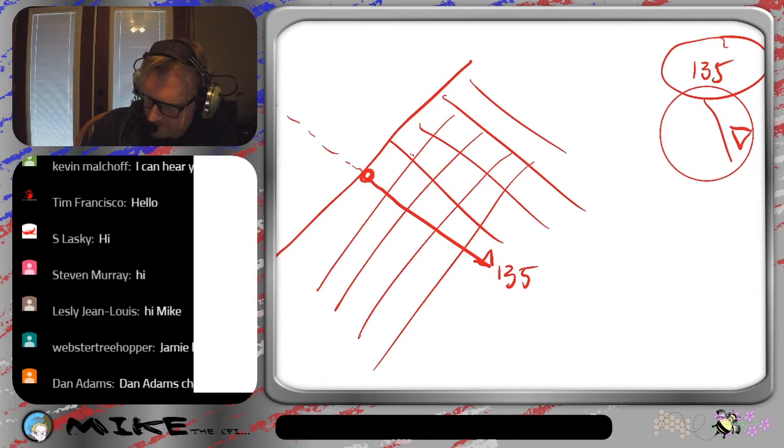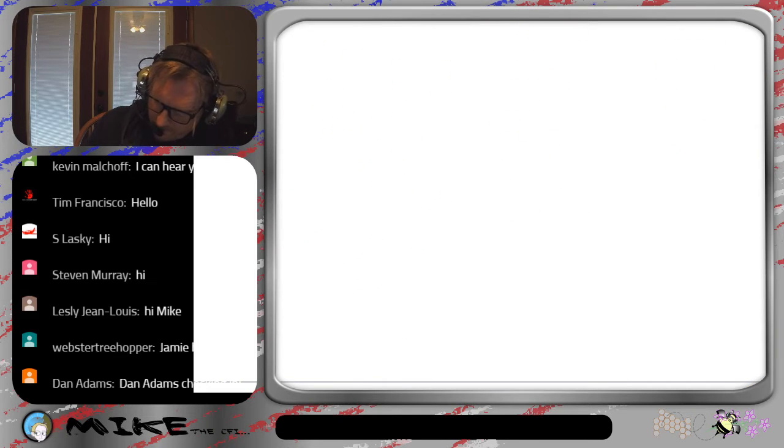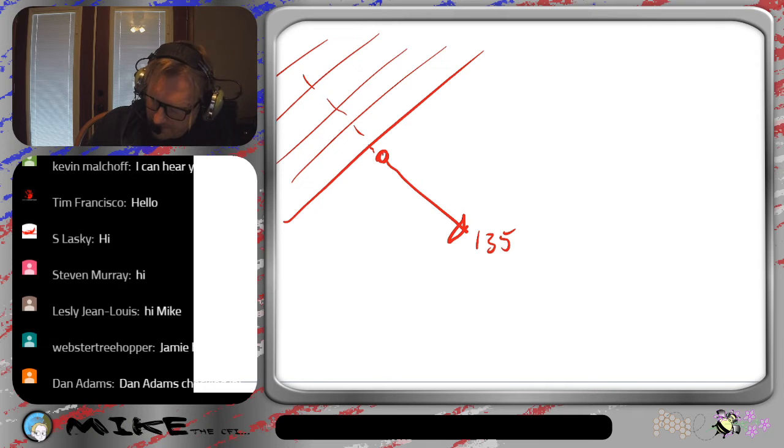All right. What do we got here? We've got 135 to the station, and we are right on the course line. Right on course. All right. So draw our 135. We're going to the station, which means we must be somewhere over here. And we're right on course, which means we must be somewhere right on that line there. So let's see which one matches up with that.